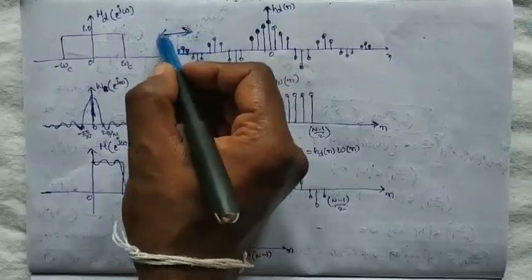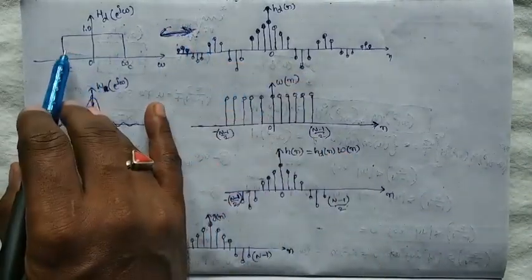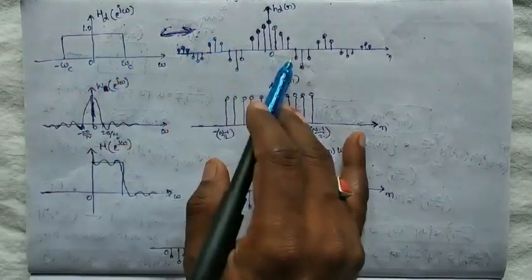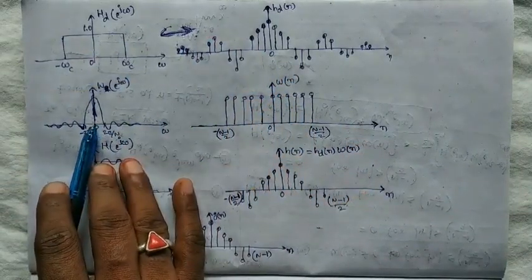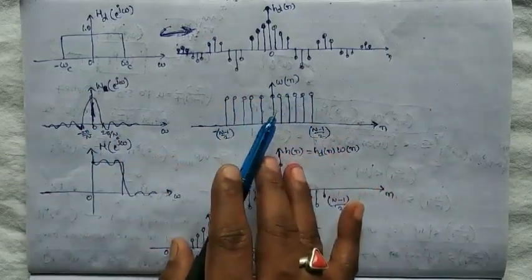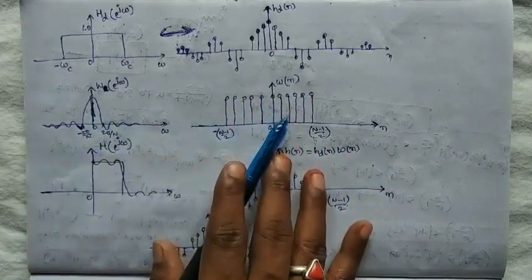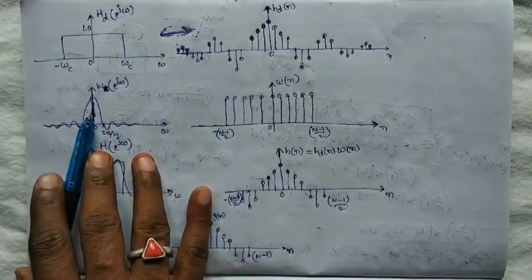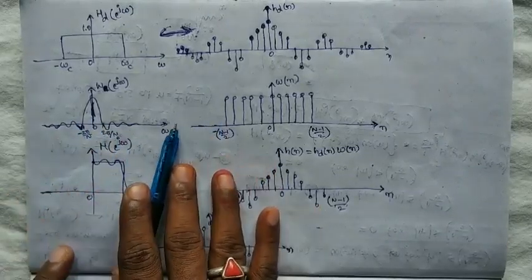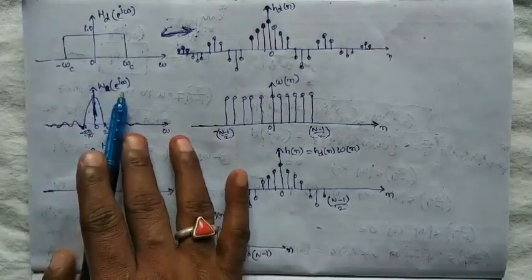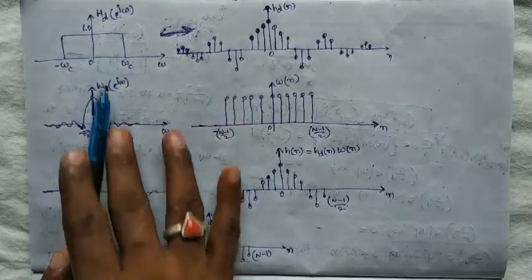From the Fourier transformation, the inverse Fourier transform of a rectangular function is the sinc function. Similarly, the Fourier transform of a rectangular function is the sinc function. Here the Fourier transform of this window is the sinc function. Now hd of e power j omega and w of e power j omega, these two are periodic functions.